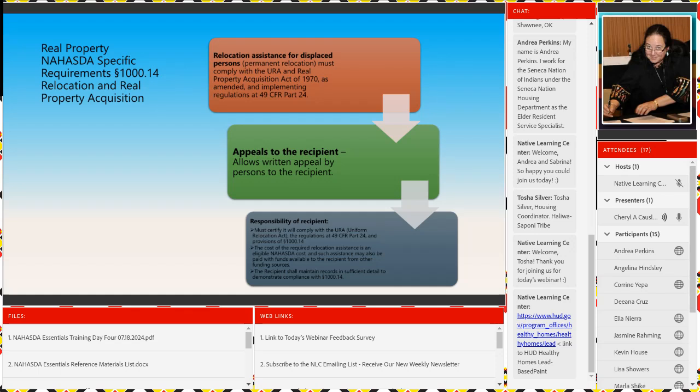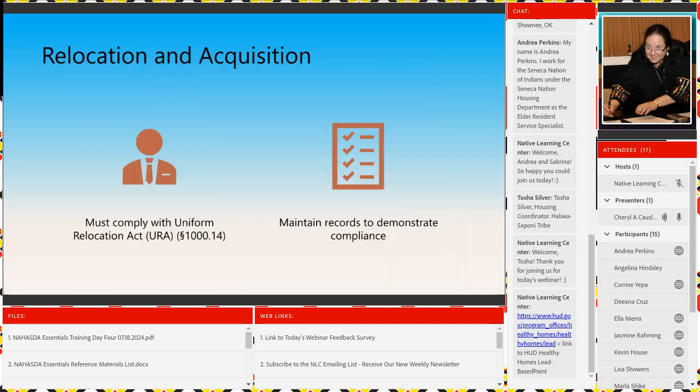See, this is how I ended up always looking at the regs, because you read something and it sends you somewhere. And that's how you learn these programs. Pick it up, okay, what's 1014 say? So relocation and acquisition has to comply with the Relocation Act. Read about it in the regs at 1014. Make sure that your records demonstrate your compliance.